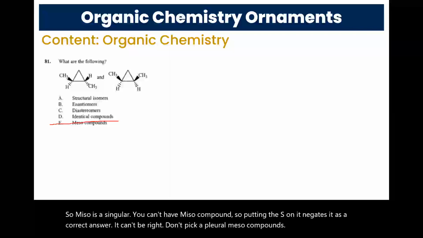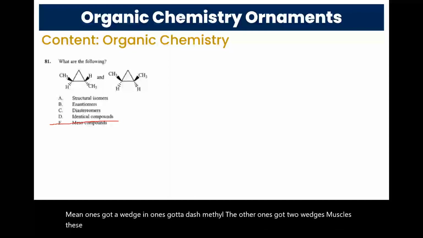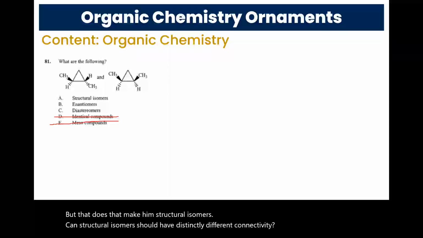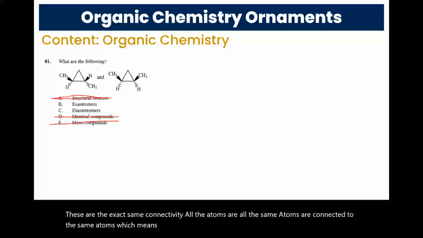Are these things identical? No. I mean, one's got a wedge and one's got a dash methyl. The other one's got two wedged methyls. These are not identical. Are they structural? Yes, the same structure. But does that make them structural isomers? No, because structural isomers should have distinctly different connectivity. These have the exact same connectivity. All the same atoms are connected to the same atoms, which means we're down to enantiomers versus diastereomers.